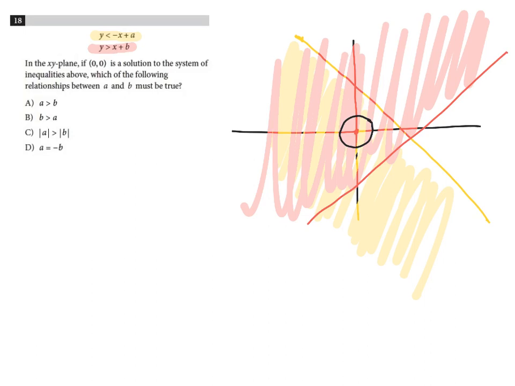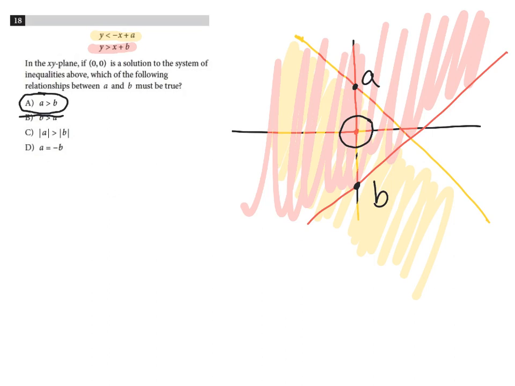Well, we also know that the y-intercept for the first graph going down with the negative slope is a, and the y-intercept for the second graph is b. Okay, well, the first one says that a is greater than b. Well, it sure looks like a has to be greater than b. Let's go ahead and read the rest of them. B is greater than a? No, I don't think that can be possible. It says that the absolute value of a is greater than the absolute value of b. Well, that's not necessarily true.